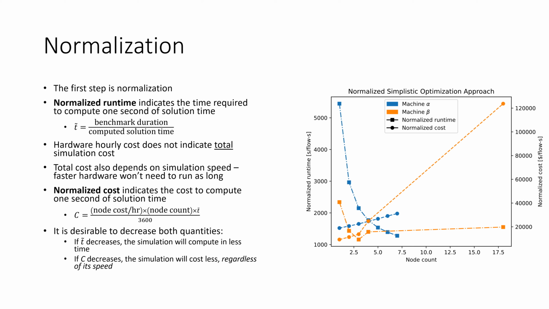Both of these quantities, we want to decrease them. So if your normalized runtime decreases, it will compute in less time and proportionally so. So if you halve your normalized runtime, your simulation is going to take half as long. And if normalized cost decreases, the simulation will cost less completely regardless of its speed. So it doesn't matter what your normalized runtime is. If one option has half the normalized cost of another, you know that to compute however many seconds of flow time you need, that option will cost half as much in the long run.